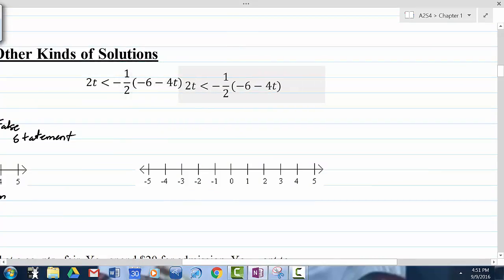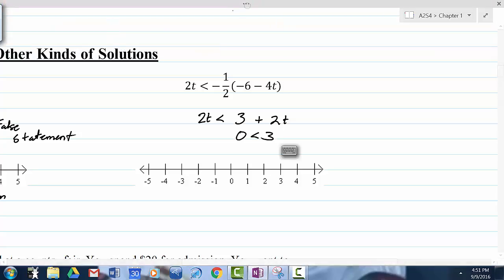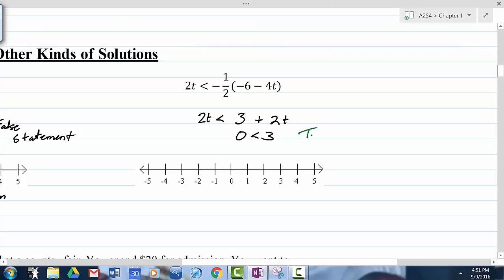Secondly, let's see this one right here. Let's bring this over and let's do some work on it. 2t is less than, I'm going to say positive 3 plus 2t. Subtract 2t on both sides, what you're going to end up with is 0 is less than 3. Now this right here is a true statement.